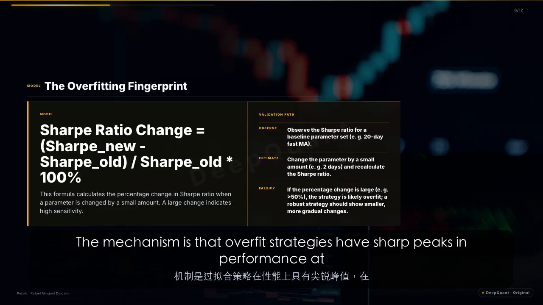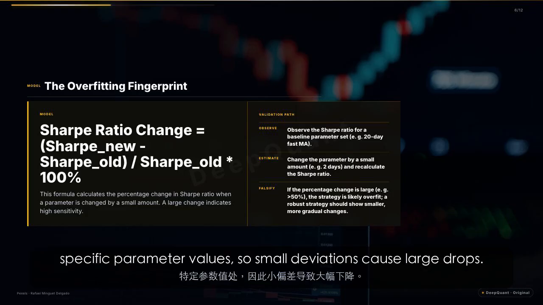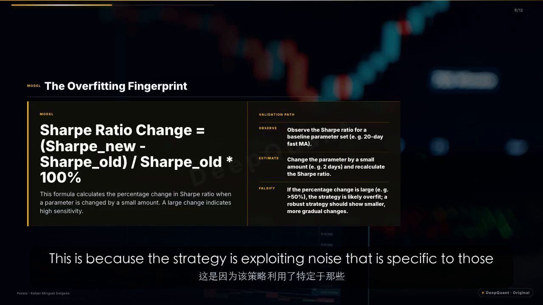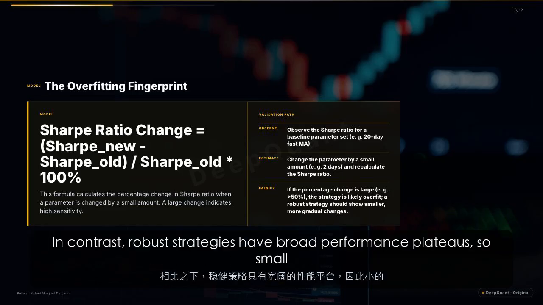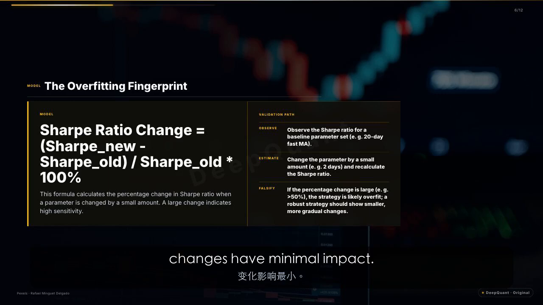The mechanism is that overfit strategies have sharp peaks in performance at specific parameter values, so small deviations cause large drops. This is because the strategy is exploiting noise that is specific to those parameters. In contrast, robust strategies have broad performance plateaus, so small changes have minimal impact.